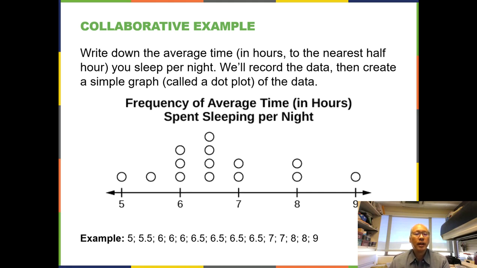We just draw a number line that would include the numbers that are in this data set. And for each number, we would put a dot above that number to describe how many students sleep an average of 5 hours, for example, or 5.5 hours. We see that one student put 5, one student put 5.5, 3 students put 6, and 4 students put 6.5, etc. So this is a simple way to visualize what's happening with your data set if you have a small amount of data, and this is called a dot plot.